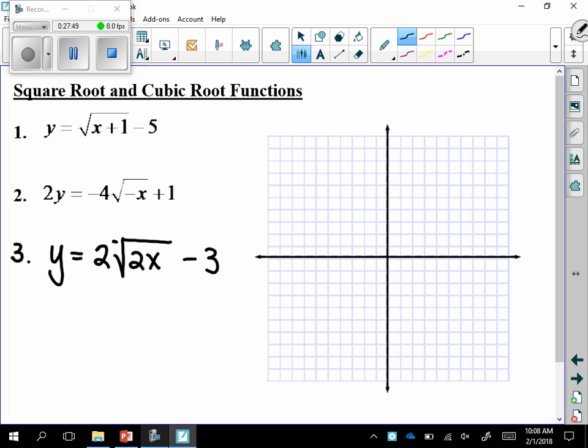Let's make this a cubic root. We have 2 times the cubic root of 2x and then -3. I've already got y by itself for you, so you don't have to worry with that. We're dealing with the cubic root. What are points that are on the cubic root function? Right, -8, -2. -1, -1. 1, 1.